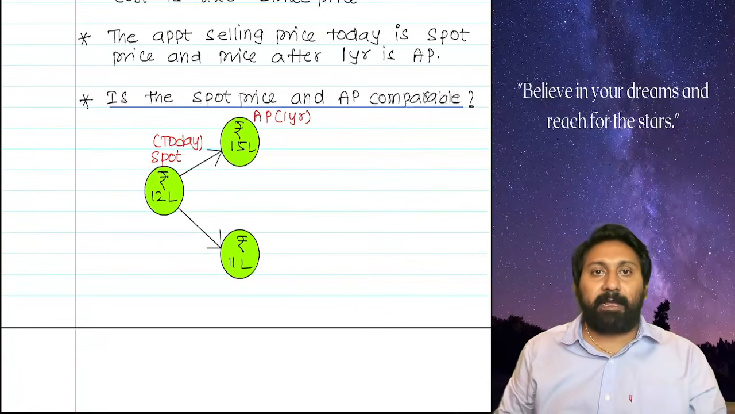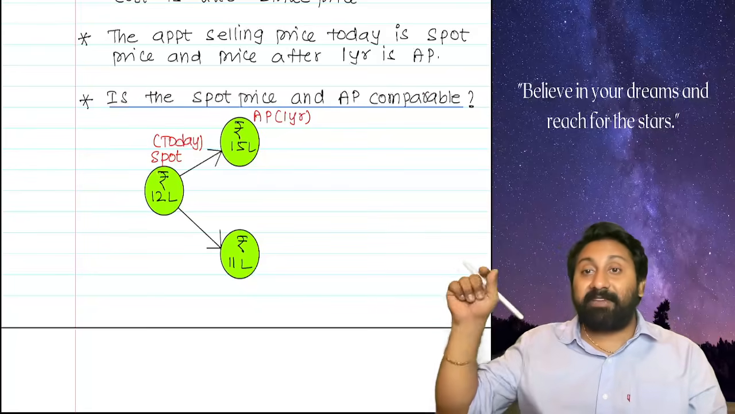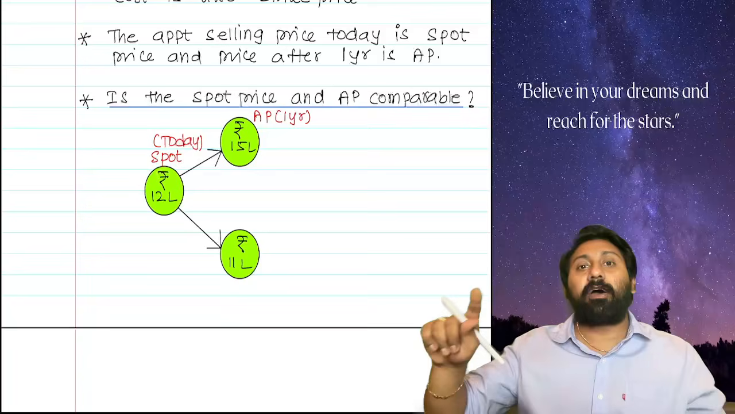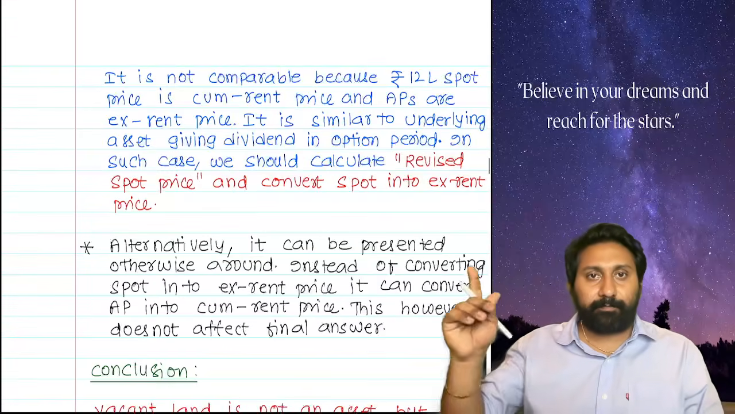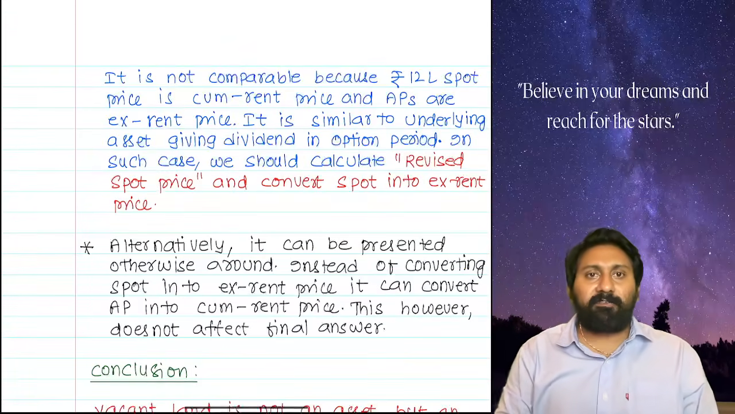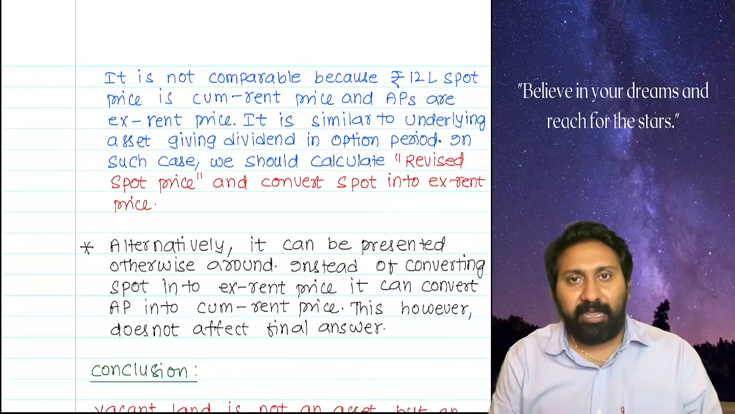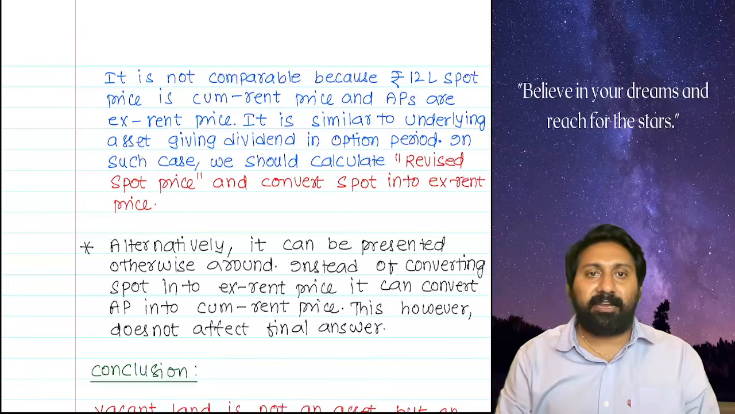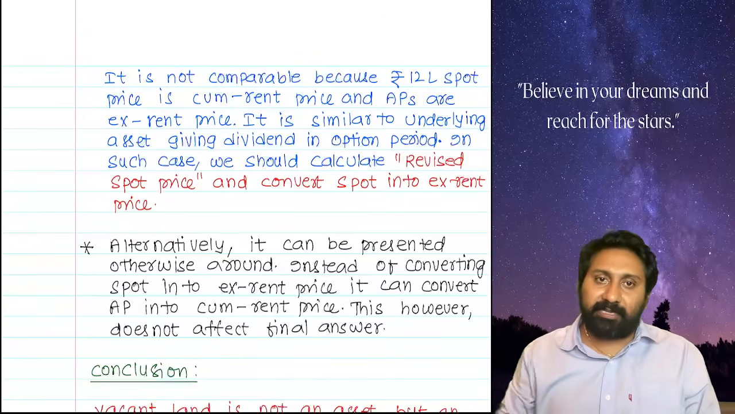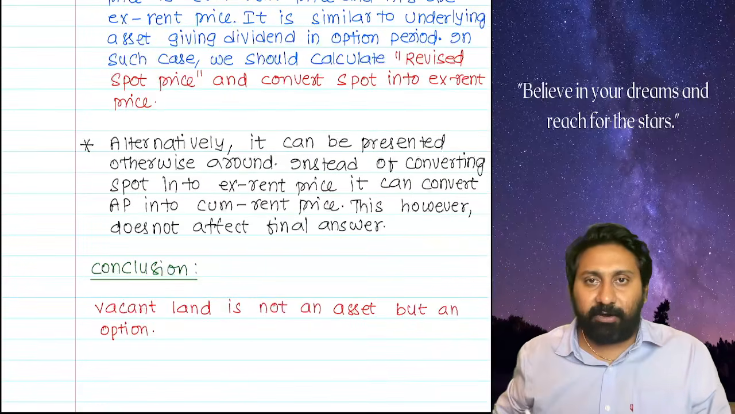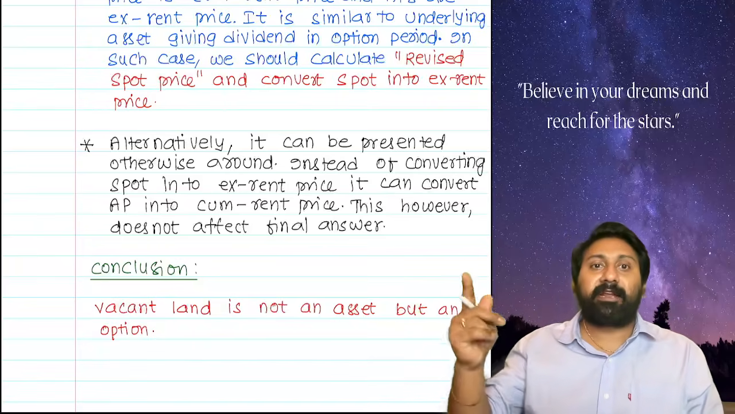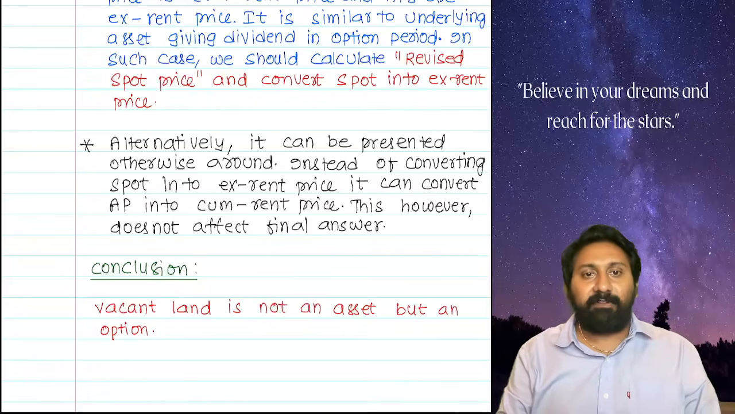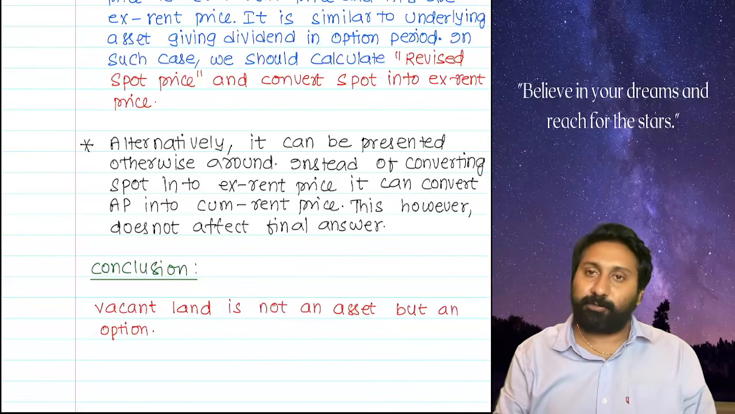Is the spot price and AP comparable? No, because spot price is having rent inside. These don't have rent. Two types you can do. Either bring 12 lakh to present or take 15 lakhs with rent. It is not comparable because 12 lakh spot price is cum rent and APs are ex rent. It is similar to an underlying asset giving a dividend in the option period. In such case, we should calculate revised spot price and convert spot into ex rent. Alternatively, it can be presented the other way around. Instead of converting spot into ex rent, we can convert AP into cum rent. This way it does not affect the final answer. Conclusion: vacant land is not an asset but an option.